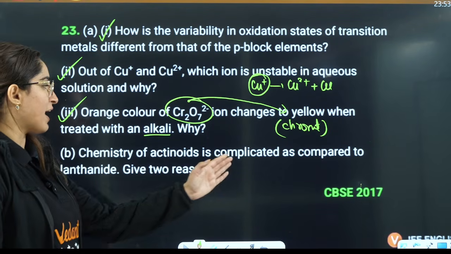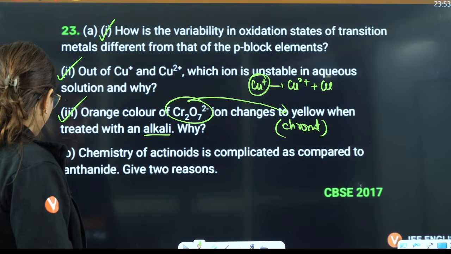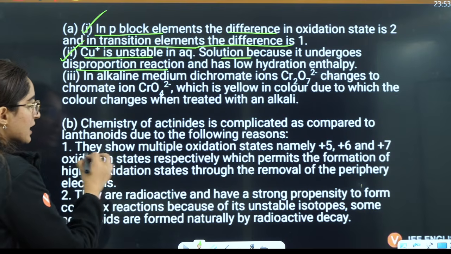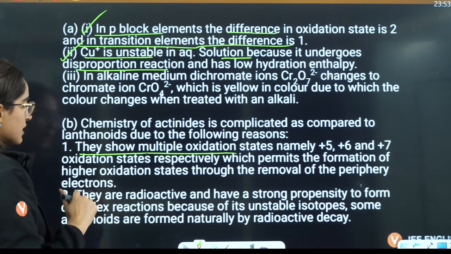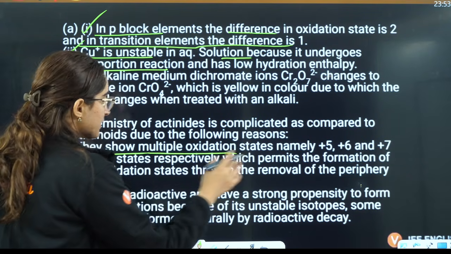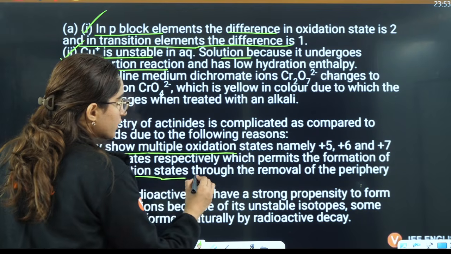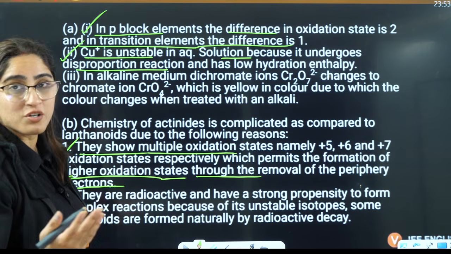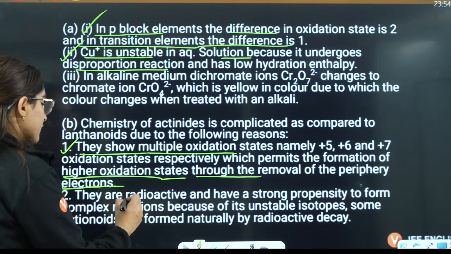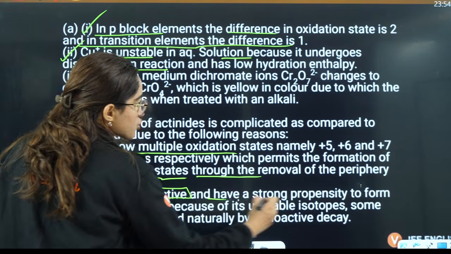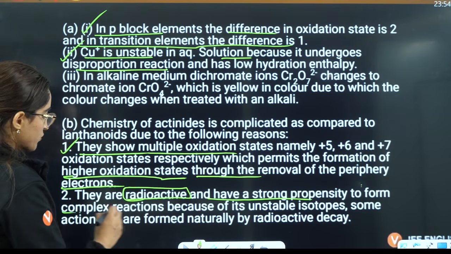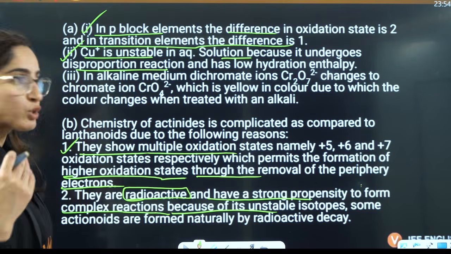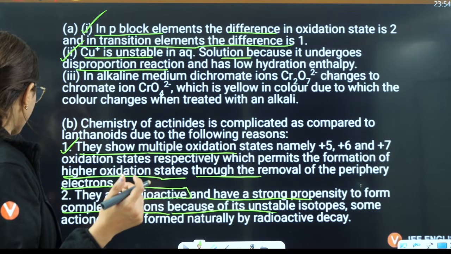Then, the chemistry of actinoids is complicated as compared to lanthanoids. Reason being, why? Because they show multiple oxidation states, which permits the formation of higher oxidation states through the removal of peripheral electrons. So there are so many oxidation states. Second, they are very radioactive and have a strong propensity to form complexes because of unstable isotopes, and that is why we are not able to study it properly. Okay. Yes.